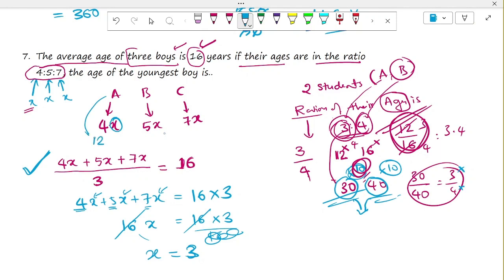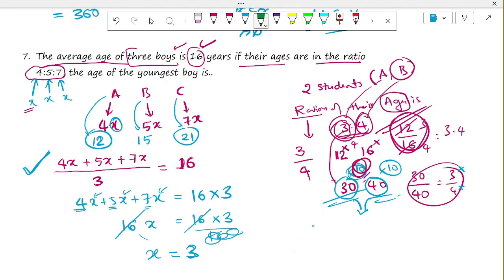It is 12. What is the age of this B? 5 into 3, 15. Age of this C is 21. In this way you can find the value of each of the ages. So the question is simple, you just need to analyze it. Okay, now I'll give you another question of the same kind. Just try to solve it because practice is required.